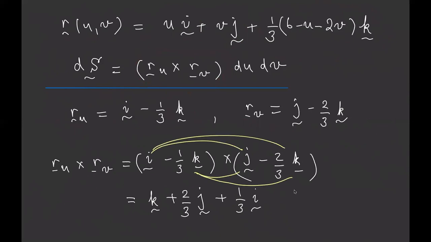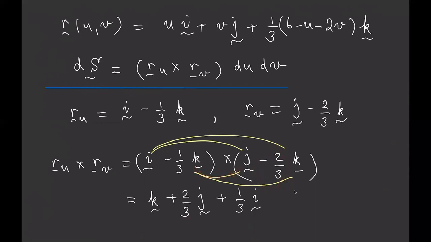I'm going to do this slightly differently. Of course, I can put this in the form of a determinant, but I'm just going to do it using essentially the distributive law. So here's my ru, which I've written over here, and my rv I've written as the second thing. There are only 4 terms that I need to take here. i cross j is equal to k, so this first thing is going to give me a k. The second computation, i cross k, is going to give me negative j, but I got a negative 2/3, so I'm going to get positive 2/3 j. Now the next 2 terms are this k cross j.